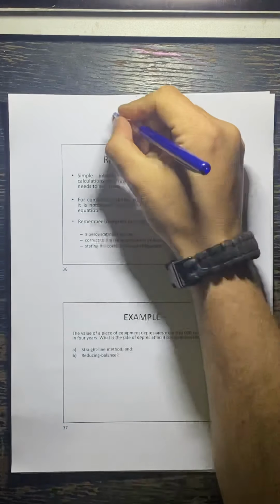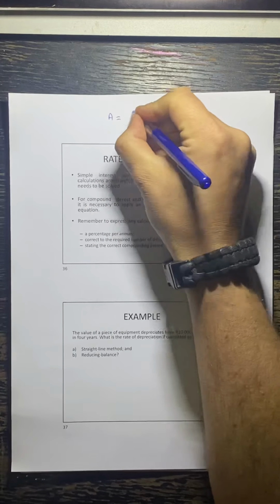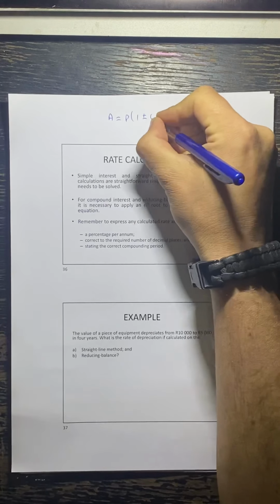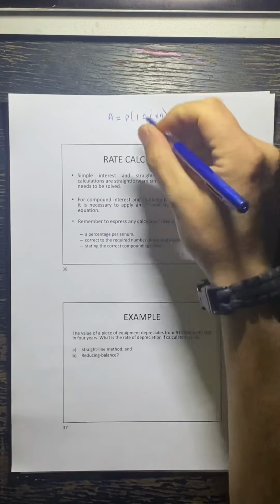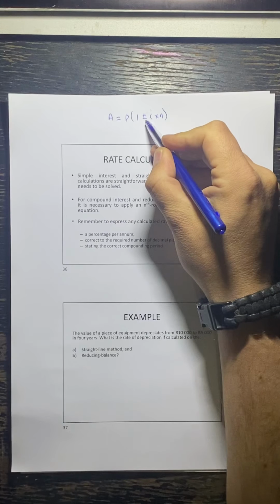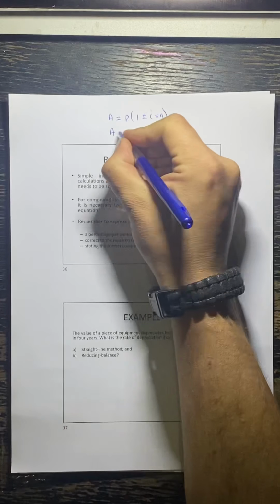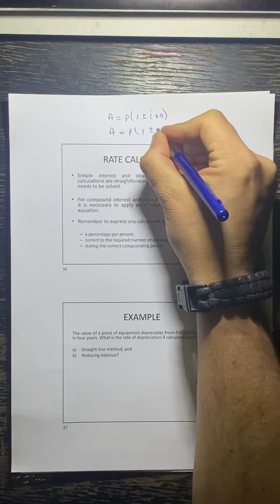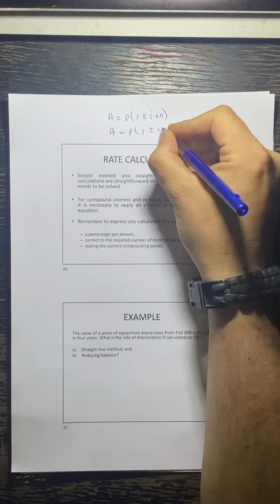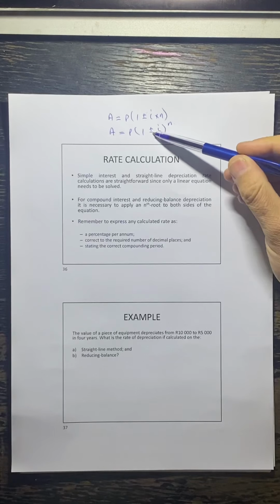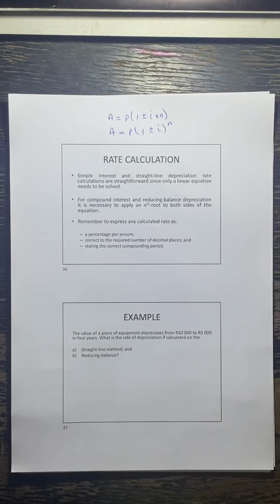So I'm just going to write the formulas up here. And I'm just going to say plus minus. The plus would just be your normal simple, and then the minus would be your straight line depreciation. And then you've got the compound one, I to the power of n. Okay, where the plus is just your normal compound, and then the minus is your reducing balance.